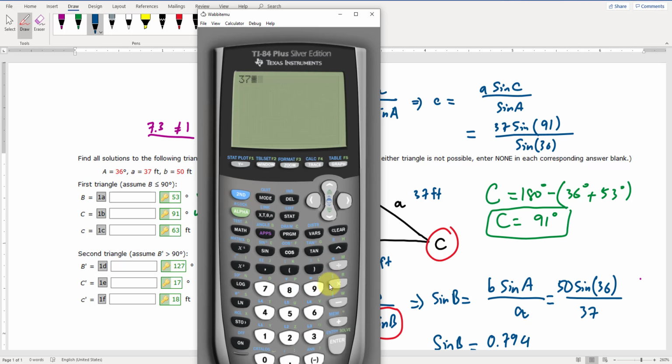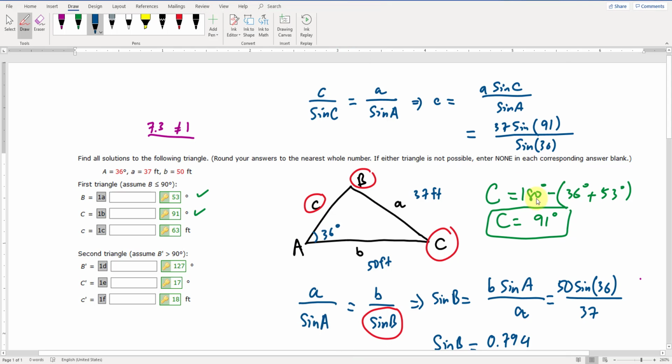And let's see what I get here. 37 multiply with sine of 91, and then divide by sine of 36. So that's going to give me 62.9. So round to the whole number, which is 63. So 63 is my answer for C, which is this answer, 63 feet.